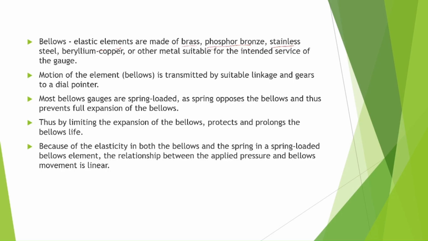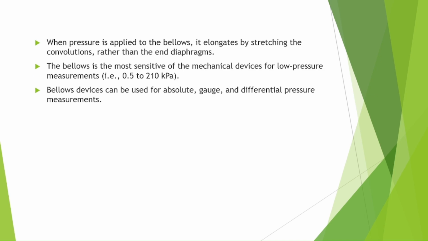Because of the elasticity in both the bellows and the spring in a spring-loaded bellows element, the relationship between the applied pressure and bellows movement is linear. That relationship we have to maintain, because if it is not linear, then the bellows moves towards the plastic stage. When pressure is applied to the bellows, it elongates by stretching the convolutions rather than the end diaphragms. The bellows is the most sensitive mechanical device for low pressure measurements, approximately 0.5 to 210 kilopascal. It is used for absolute pressure, gauge pressure, and differential pressure measurements.